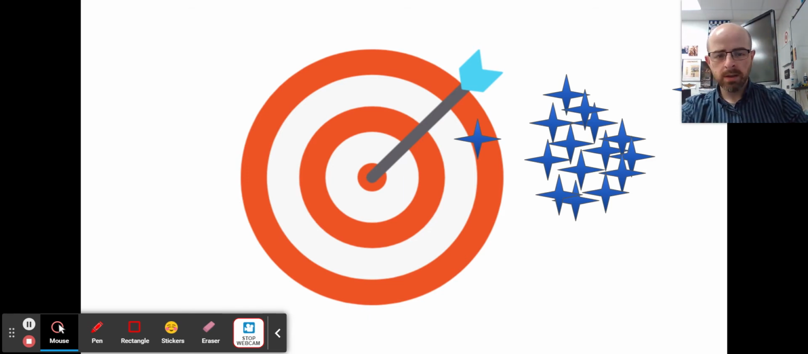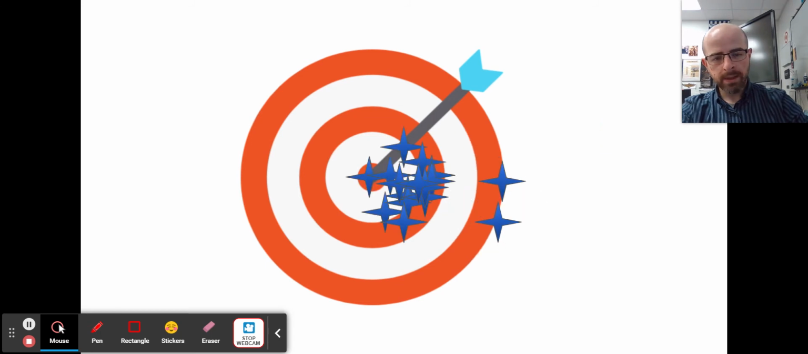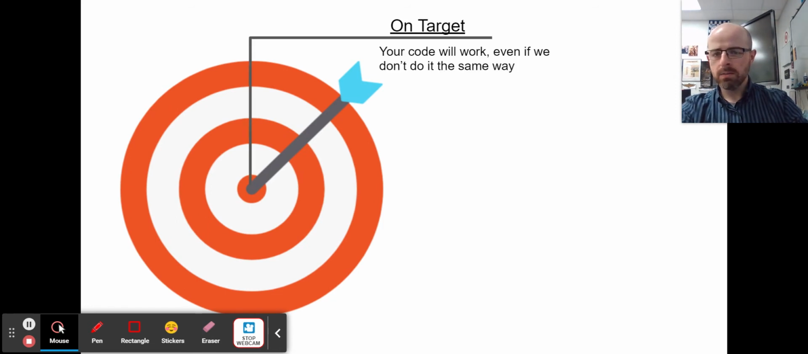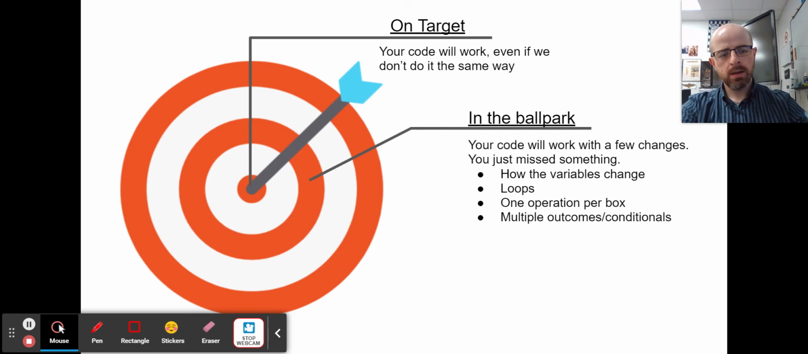We'll do more practice. The next practice will get a little closer. The next practice will get a little closer, and then eventually most of us will be on target. So on target doesn't necessarily mean you have the exact same thing I do. On target means your flowchart will work. Your algorithm will work. That's that. You've identified the 2 outcomes. You've identified a good yes or no question. Yours will work. In the ballpark, so we're not doing variables today. Don't worry about that.